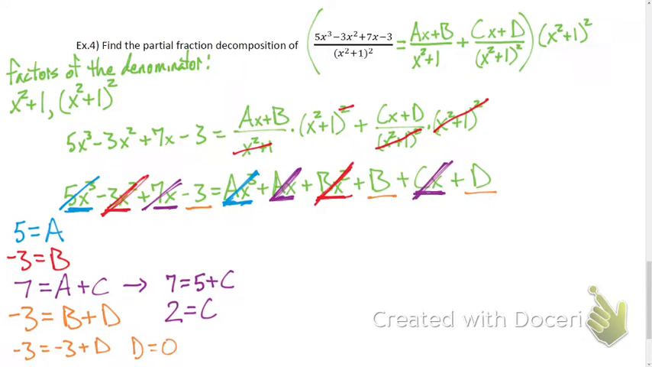And we're done. So write those in the original fractions you wrote. So we know 5x minus 3 over x squared plus 1, plus 2x, and there's a 0, plus 0. I'm not writing it though. Over that.